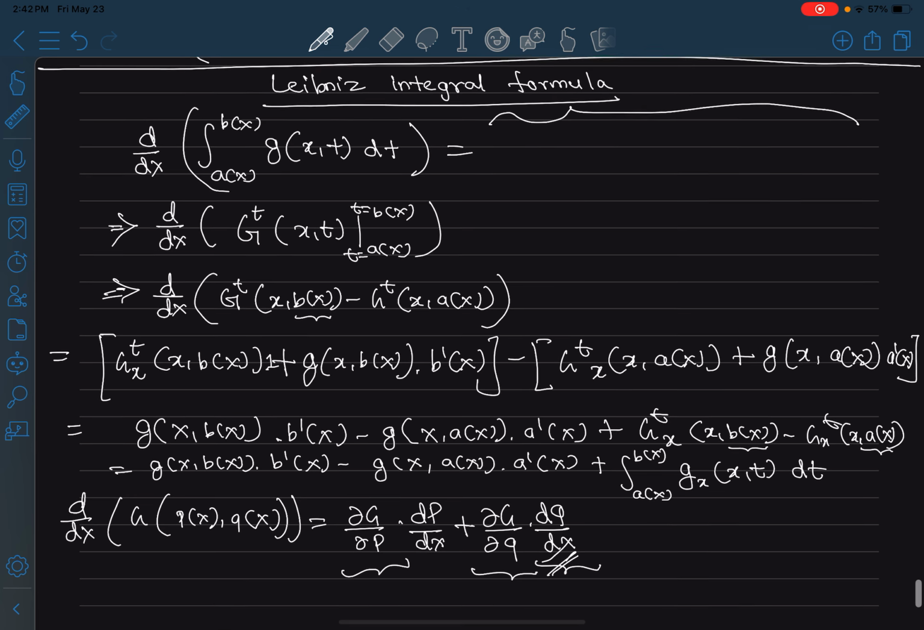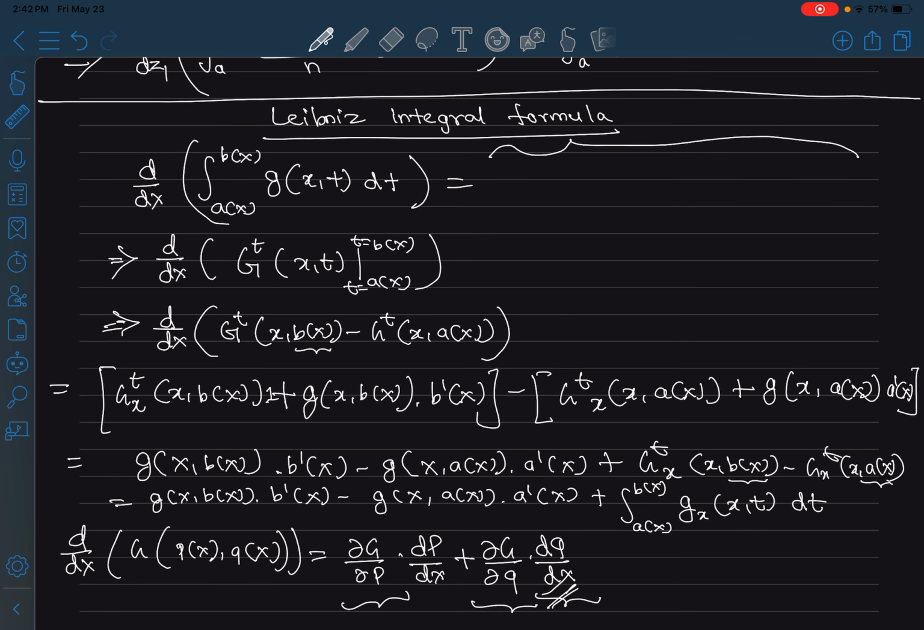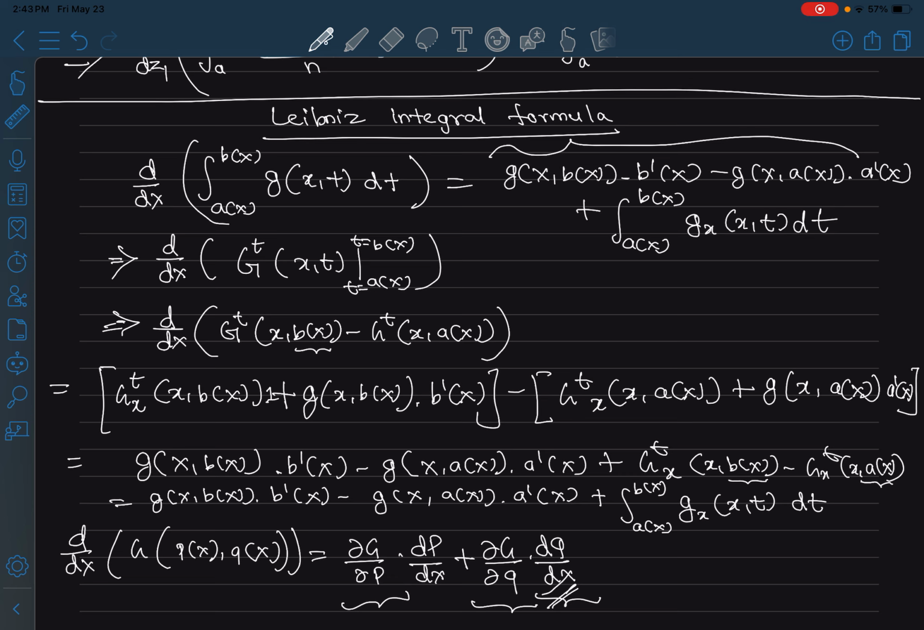So that is actually the formula, and I was trying to give you the idea, so it took a long time, but I think it makes more sense now. Even though I definitely complicated things at some point, I think it makes sense now. So g of x comma b of x, b prime of x, minus g of x comma a of x, a prime of x, and then plus the integral from a of x to b of x of the partial of g with respect to x, of x comma t, dt, right?